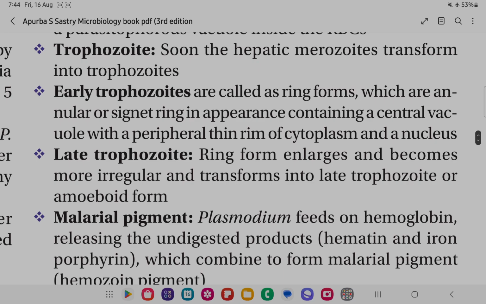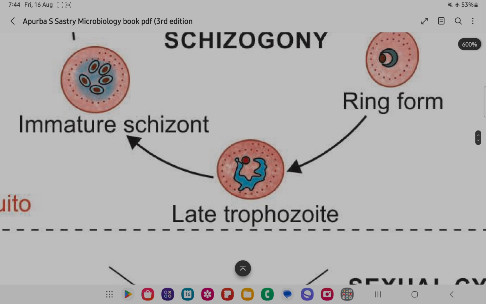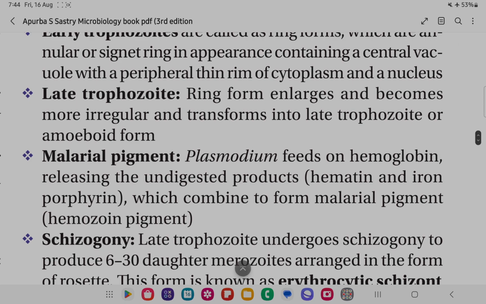The ring form will enlarge, become more irregular and transform into the late trophozoite, or amoeboid form. This is the late trophozoite; now it's in amoeboid form. An important point is the malarial pigment: Plasmodium feeds on hemoglobin and releases undigested products, which combine to form malarial pigment.